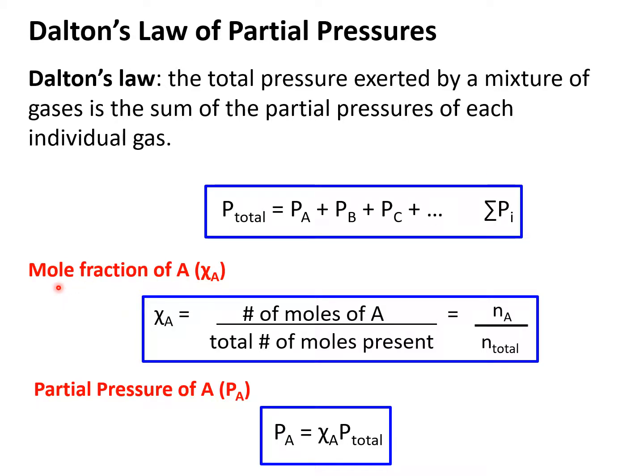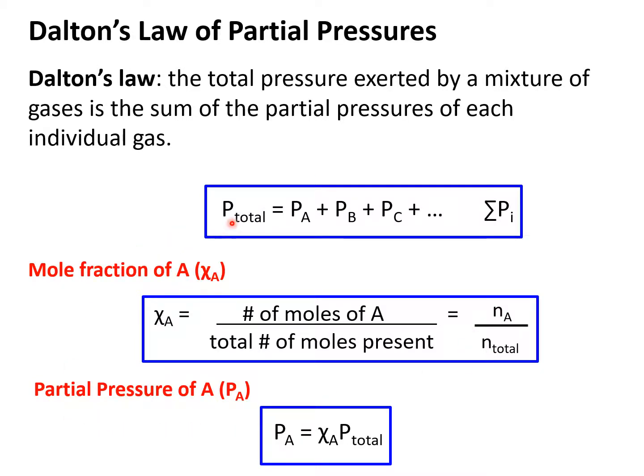We can also introduce a new concentration unit for gases, which is the mole fraction, represented by the symbol chi here. The mole fraction of gas A simply equals the number of moles of gas A divided by the total number of moles of gas present, or equivalently, the mole fraction equals number of moles of A divided by the total number of moles.